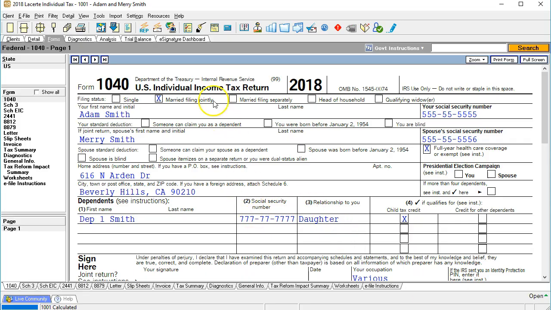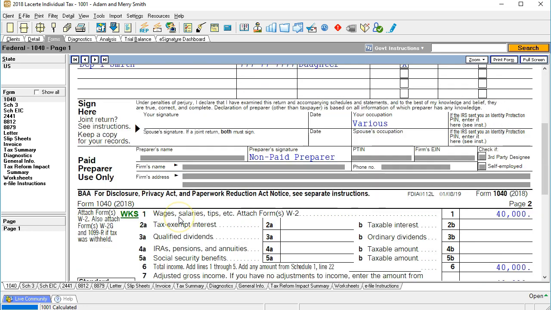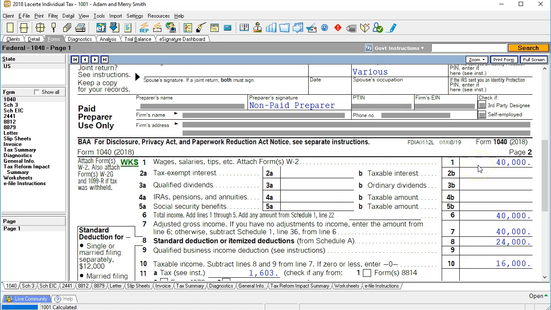For example, here is our example test 1040. We have a married filing joint return. We have the one dependent. Scrolling down, we have 40,000 represented in wages.